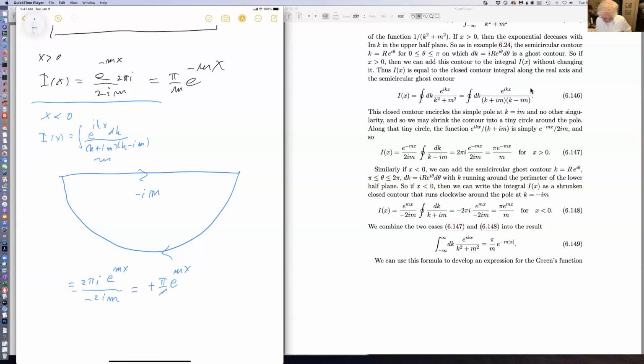And so the actual value of the integral, which is the integral from minus infinity to plus infinity of dk, in other words, this Fourier transform, e to the ikx over k squared plus m squared, is then equal to pi over m e to the minus m absolute value of x.